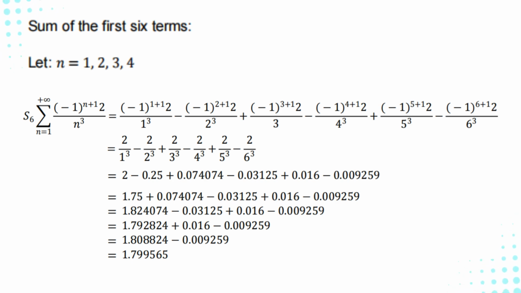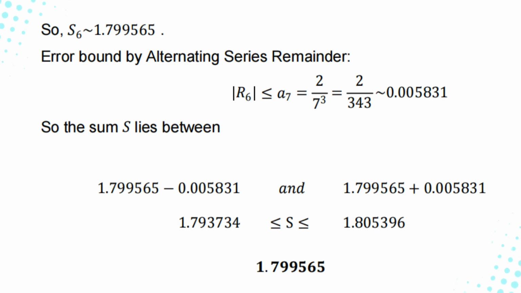So 1.824074 minus 0.03125 is equal to 1.792824. Plus 0.016 is equal to 1.808824. Then minus 0.009259, we have 1.799565. So S sub 6 is approximately 1.799565. Now the error bound by the alternating series remainder.